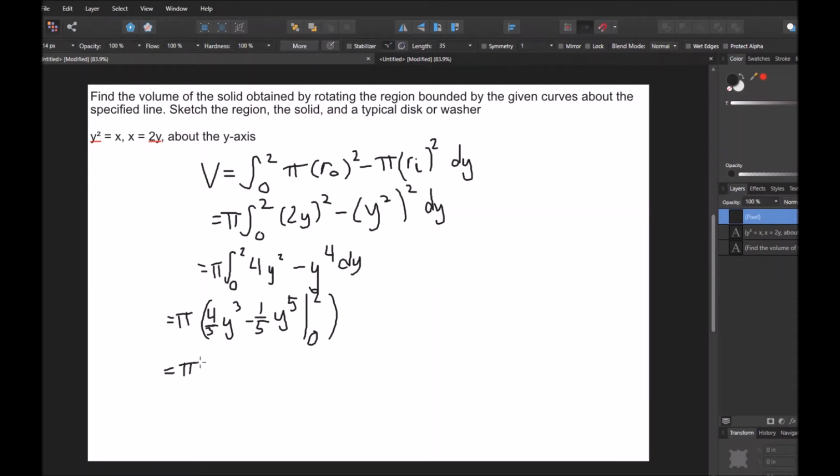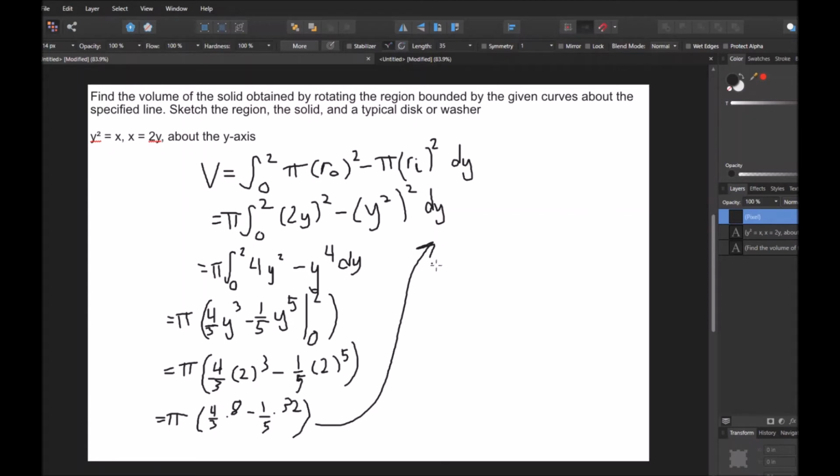So I'm just going to have pi times 4/3 times 2 cubed minus 1/5 times 2 to the 5th. And then when I go to evaluate this, it's going to be 4/3 times 8 minus 1/5 times 32. And then I'm going to bring it up here, and I'm going to write pi times 32/3 minus 32/5.